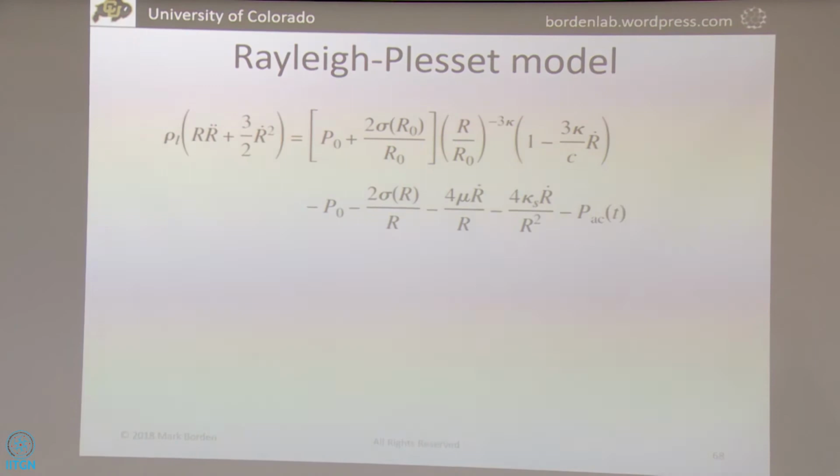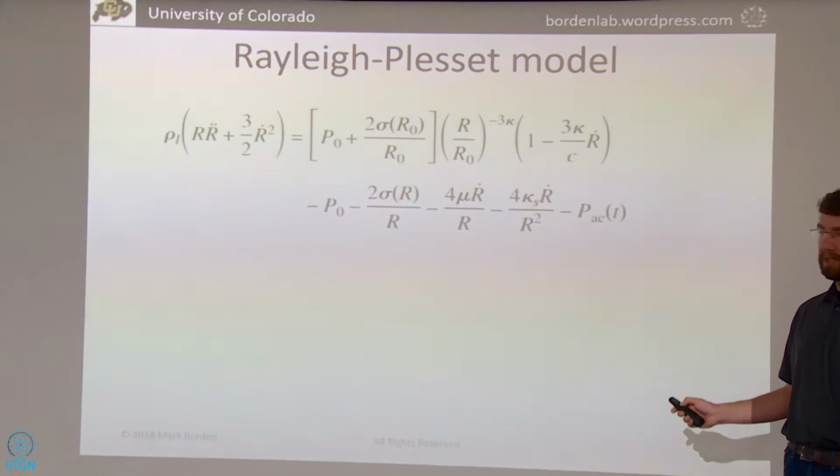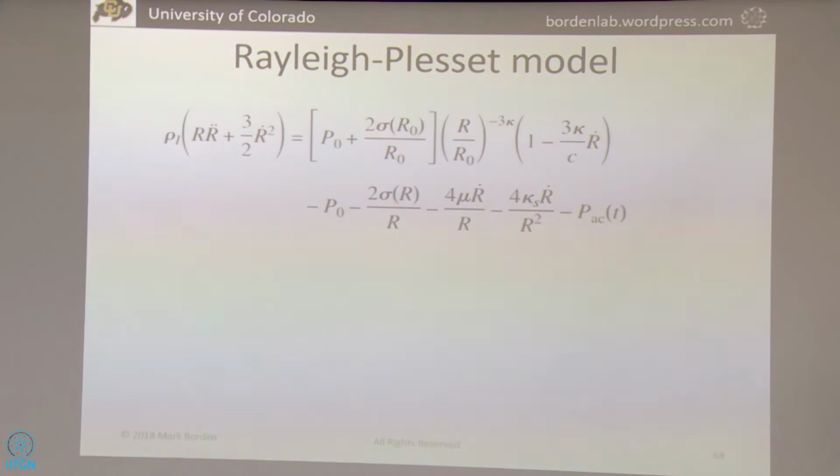Large amplitude oscillations and the Rayleigh-Plesset equation. I was not planning to derive this. We can go through a derivation if you guys really want it. Let us know. But this is basically the Navier-Stokes equation boiled down for a bubble.